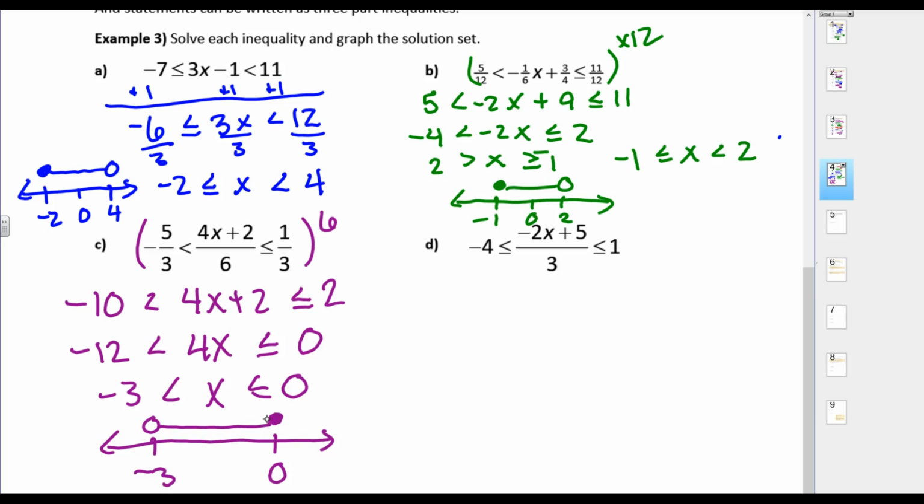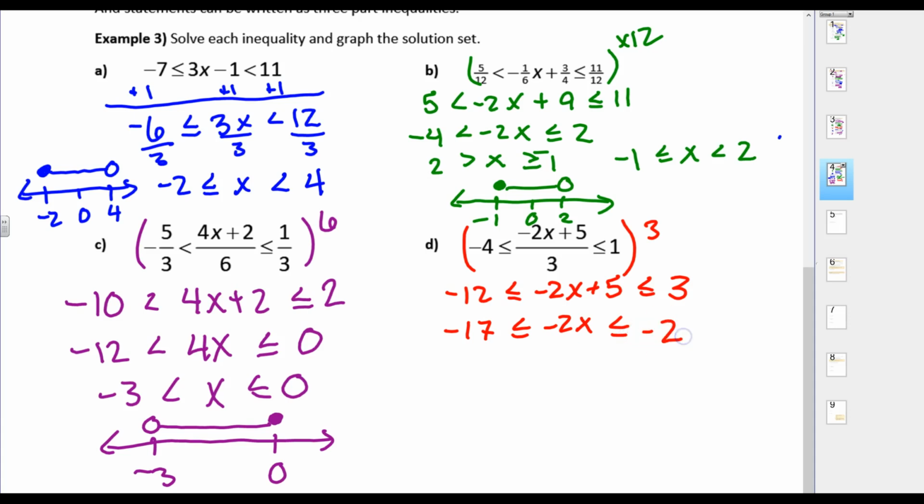All right, the easiest thing to do on D, again, I want to clear the fraction first, so I'm going to multiply everything in this by 3. So I get negative 12 is less than or equal to negative 2x plus 5, which is less than or equal to 3. Subtract 5 from all sides, I get negative 17 is less than or equal to negative 2x, which is less than or equal to negative 2. And I'm going to divide everything through by negative 2. And when I divide by a negative, all of my signs flip. So I get 17 over 2 is greater than or equal to x, which is greater than or equal to 1.